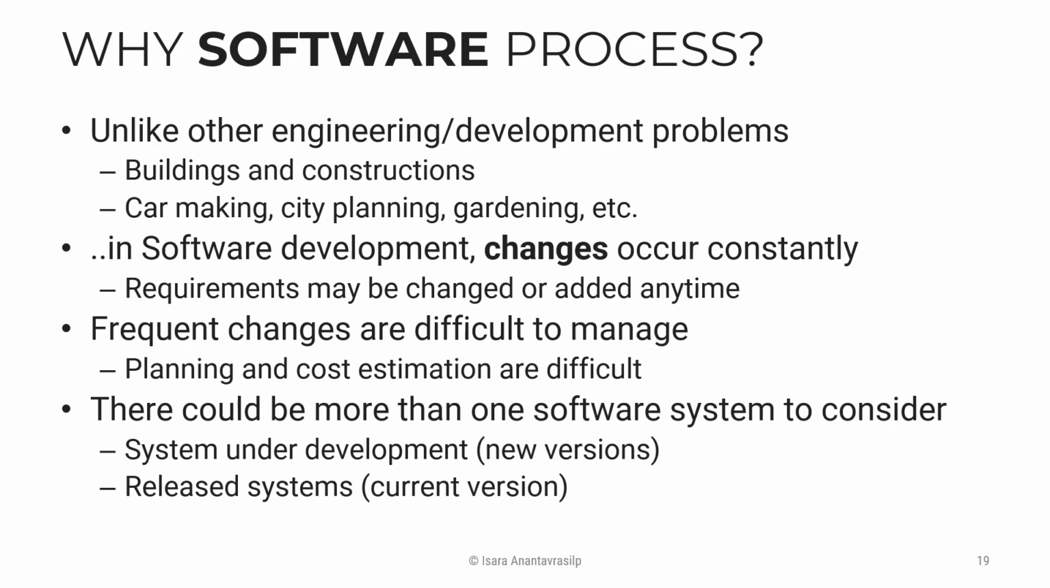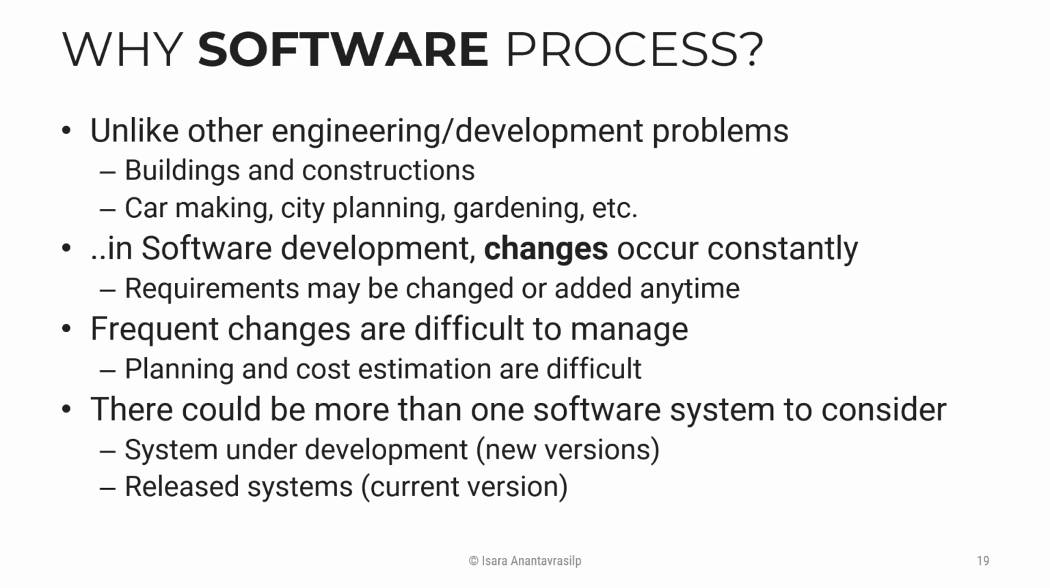And also there could be more than one version of the software system to consider. We have this system under development, the version that you are working on right now, the new version, and the released system, the current version. What do I mean by that? For example, you have already released software to manage your convenience store. It is up and running. The cashier can receive payment, the customer can buy products, the manager can manage the stock, and so on. That's the released version, the one that is running right now.